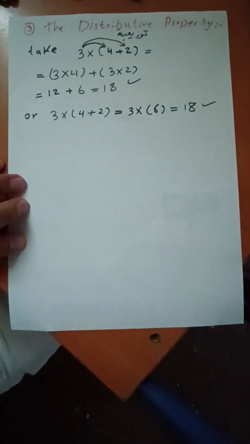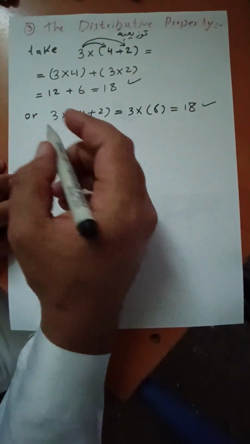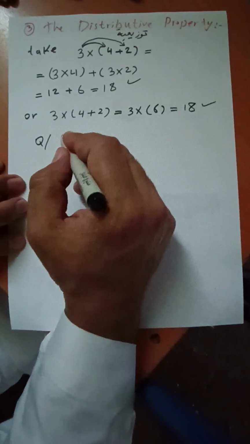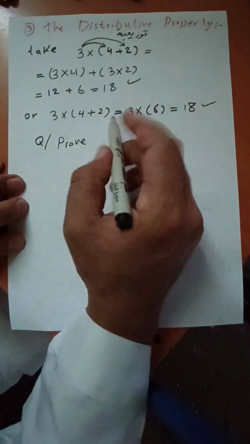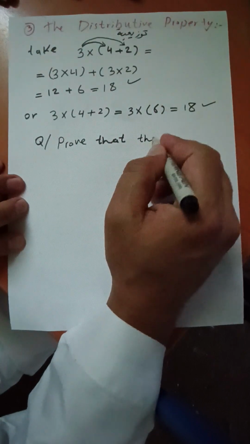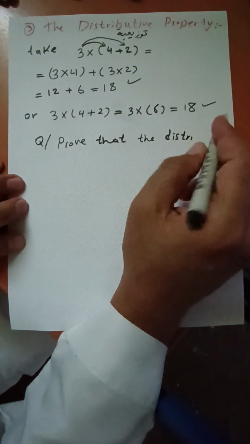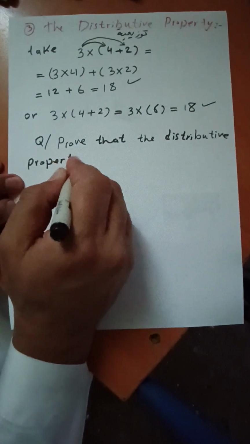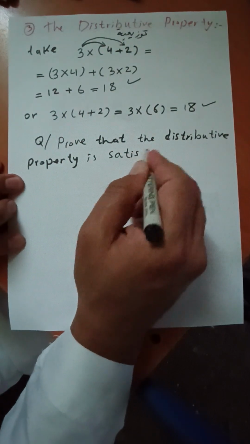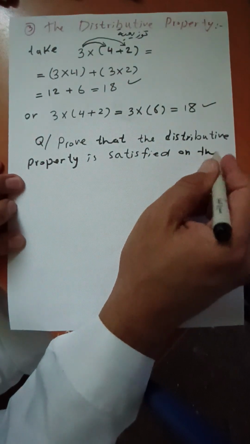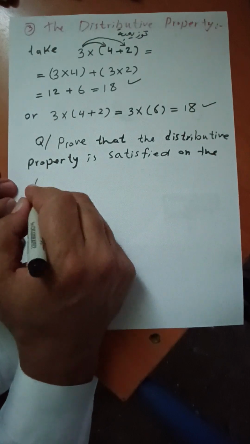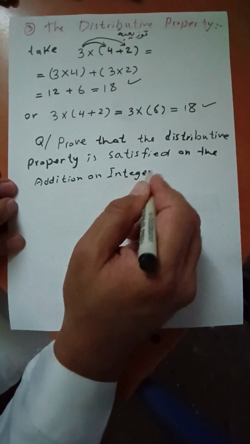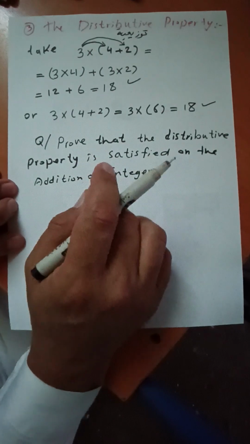Okay? In the examination, how will I examine you? I will give you a question in the examination: show or prove that the distributive property is satisfied on the addition on integers. This is a form of question.